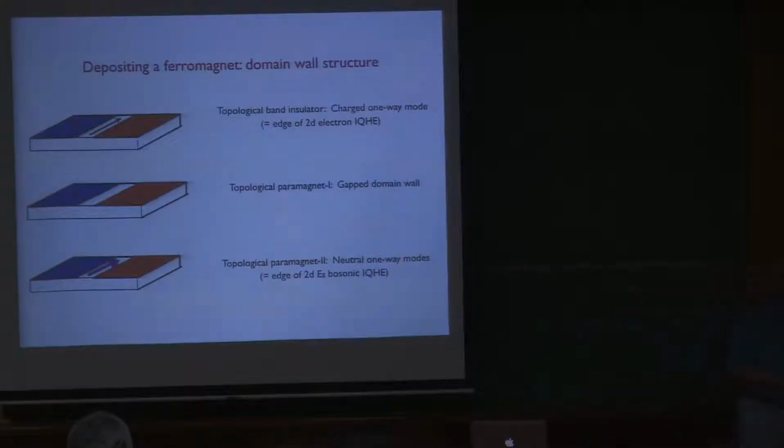So let's ask what happens if we deposit a ferromagnet at the surface of such an insulator. Let me remind you what happens at the surface of the standard topological band insulator. This is just the standard story from 10 years back. If you deposit a ferromagnet on top of it, you break time reversal symmetry, and if the time reversal symmetry breaking is strong enough, you can gap out the massless Dirac fermions at the surface of the topological insulator.